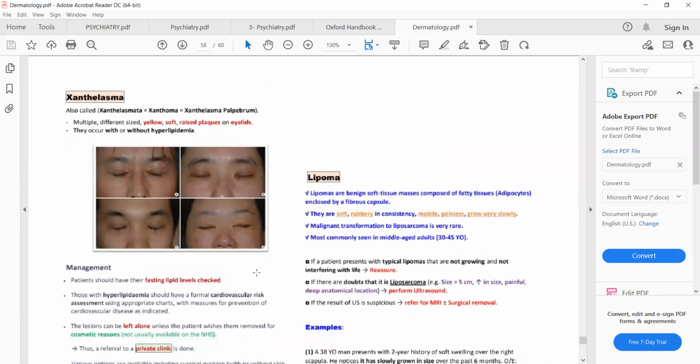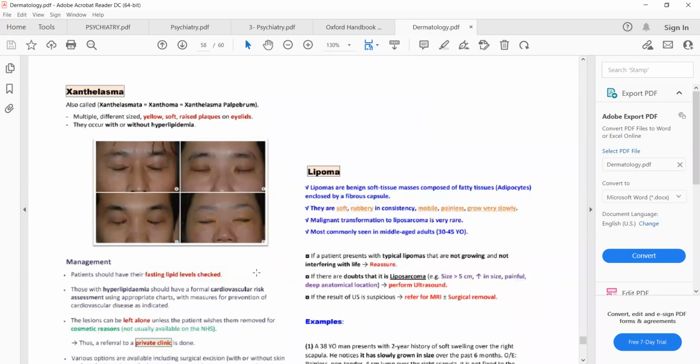Next is Xanthlaesma. Xanthlaesma is yellow plaques on eyelids, as you can see in this diagram. These yellow plaques, this one, and this one. So Xanthlaesma is basically yellow plaques on eyelids. They can occur with or without hyperlipidemia. So hyperlipidemia is an associated feature, and sometimes hyperlipidemia is not present.